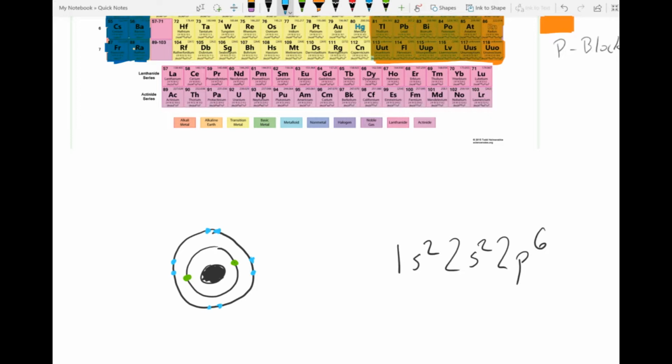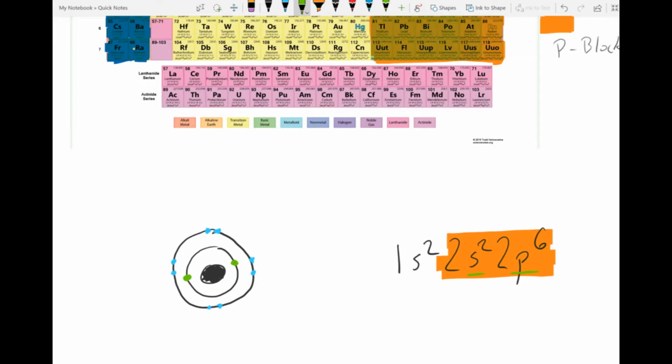And that should make sense because, if you look at the electron configuration, the outermost energy level is the second energy level, which currently is being made up of the s and the p orbitals put together.